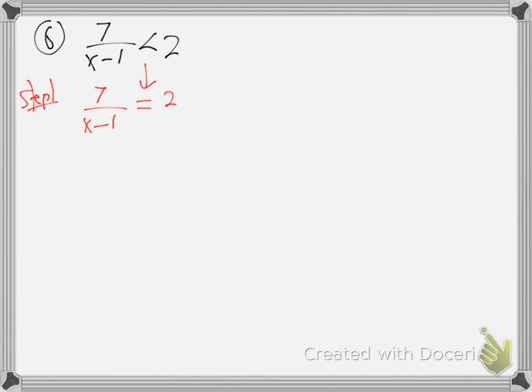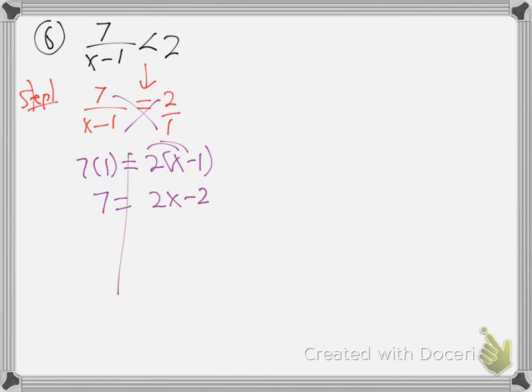How do you solve when you have a fraction equal to a whole number? Put it over 1 and go diagonal, diagonal. Do you see what I mean by that? I mean 7 next to 1 and 2 next to x minus 1. Is that good for the diagonal, diagonal? And then 7 times 1 is 7. Distribute 2x minus 2. X is saying, I want to be alone.